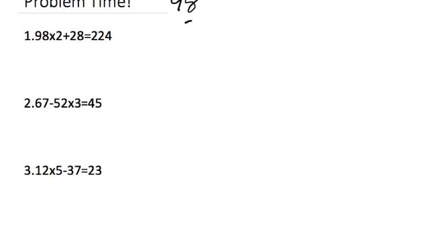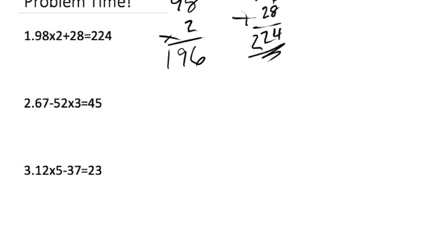98 times 2 equals, 8 times 2 equals 16, sorry. And then 2 times 9 equals 18, plus 1 equals 19, so 196. So now we add 28 to 196. And 6 plus 8 is 14. And then 1 plus 9 equals 10. And 10 plus 2 equals 12. And 1 plus 1 equals 2. And we get 224 for our answer.